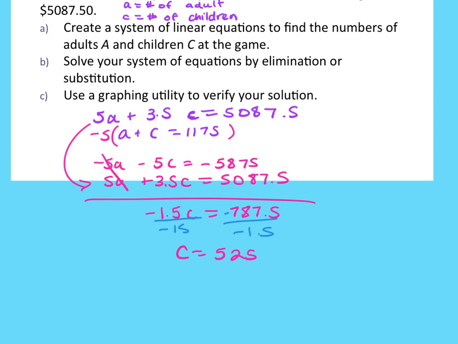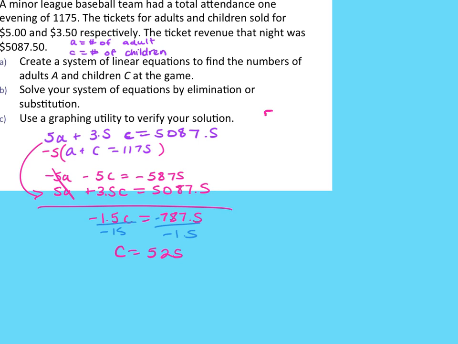First of all, can you have a decimal there? Can you sell a partial ticket? No. If this was asking how much did they go for, then yes, I could have a decimal, okay? But if it's asking how many tickets they sold, which is what's happening here, you cannot have a decimal. You can't sell a partial ticket. So there are 525 children's tickets sold.